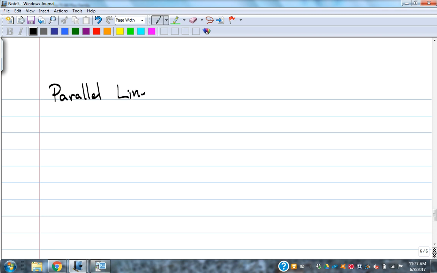They run side by side. Absolutely. They never what? Never cross. Another word for cross would be intersect. That's the math word for that. They're never going to cross. They're never going to intersect. They run side by side.